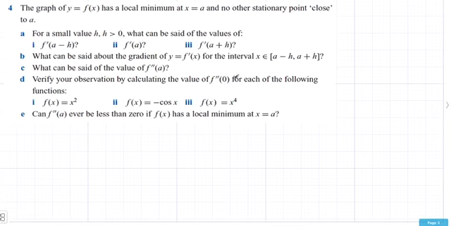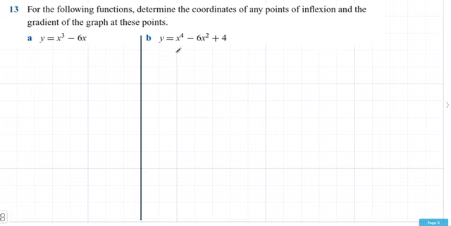This one here, just because we've done quite a bit of it on the other pages, I wouldn't worry about that one. We'll just go on to the next one. For this one, we've got: determine the coordinates of any points of inflection and the gradient of the graph at these points. Again, it's really easy. The gradient of the graph is just your derivative.